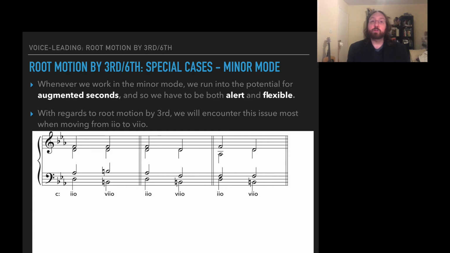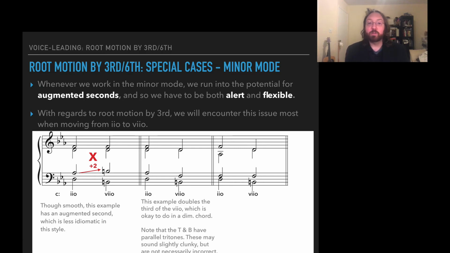With regards to root motion by third, we will encounter this issue most when moving from 2 diminished to 7 diminished in the minor mode. Here we see the first example, which is smooth. It keeps the common tone, moves the other voice by step, and the bass voice moves down by a third. However, this example has an augmented second, an A flat to B natural in the tenor voice. So it's less idiomatic and should be avoided.